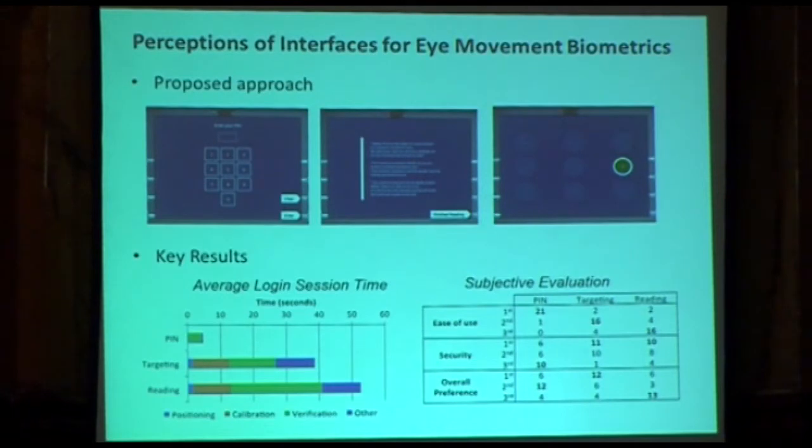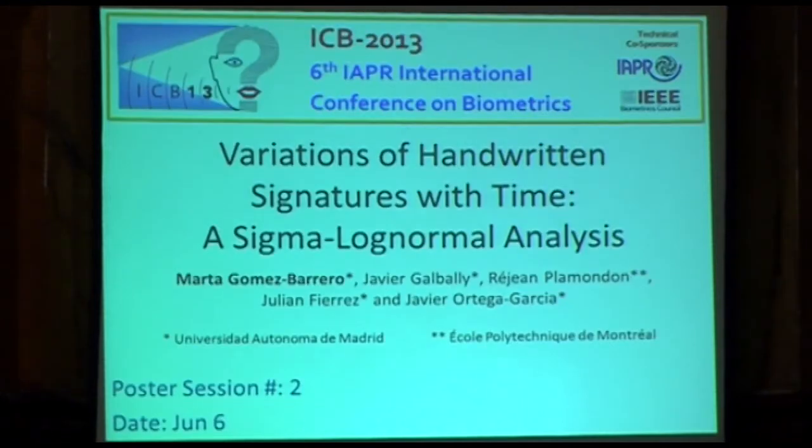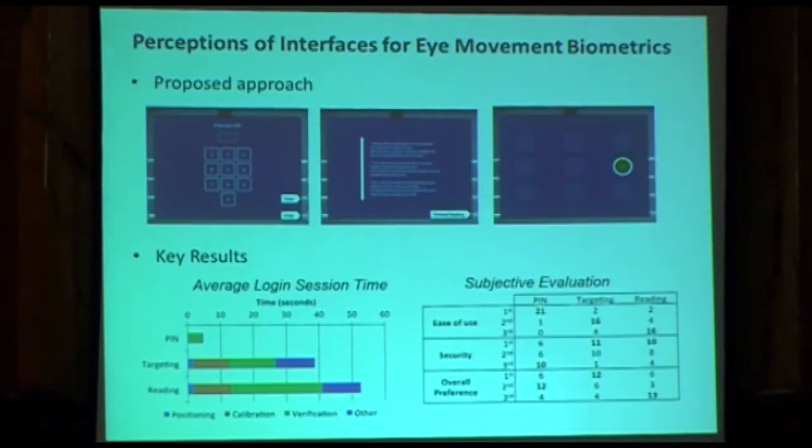We are going to do the usability evaluation of an eye movement biometric system. It is very important to do it in an application where users are very familiar with applications. And so in our case, as a baseline, we have selected an ATM system where the user has to log into the system to access his bank account.